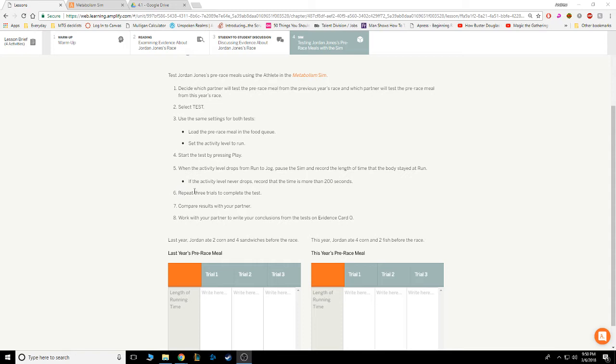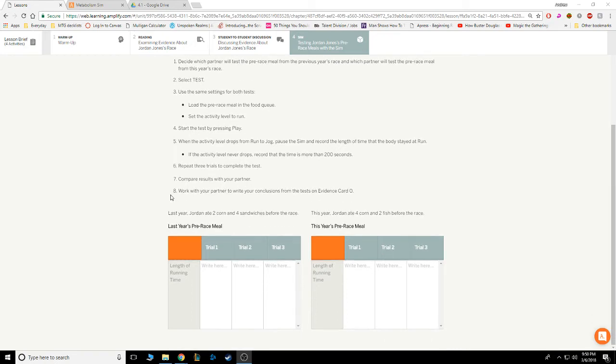You're going to repeat this 3 times to create 3 trials in order to solidify your test, and then compare with what your partner gets. And then when you're done, you're going to write the conclusions you and your partner can draw from the test card, and evidence as to which one is better off for him. In this case, I'm going to go ahead and just do the first 2 trials of last year's pre-race meal so you can see what it would look like to go through these tests.